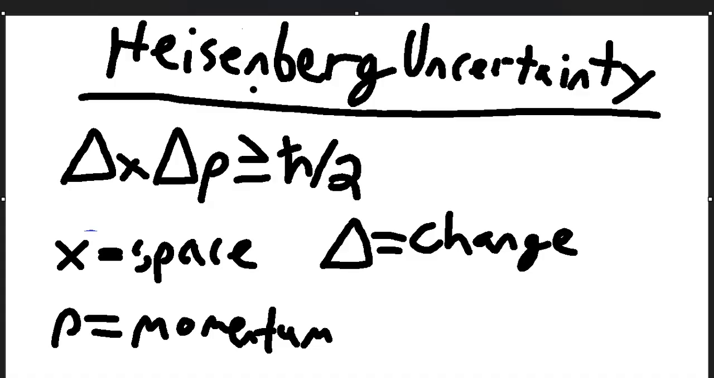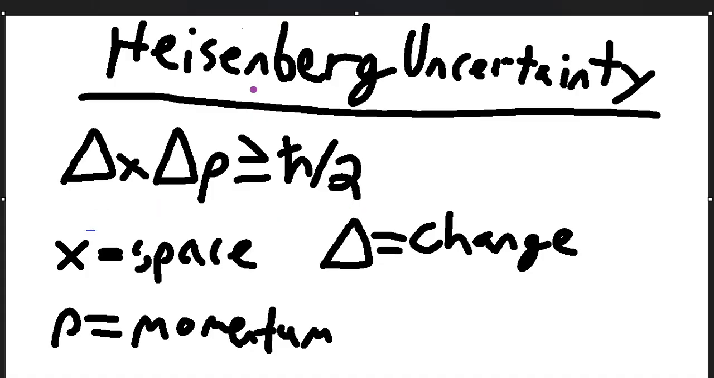And so what does this mean? Well, what this means is that this delta p, which is the uncertainty in the momentum, because there might be a range of possible momentum values, and there might be a range of possible space values, and when you multiply them, they have to be greater than or equal to this value here, h bar over 2.